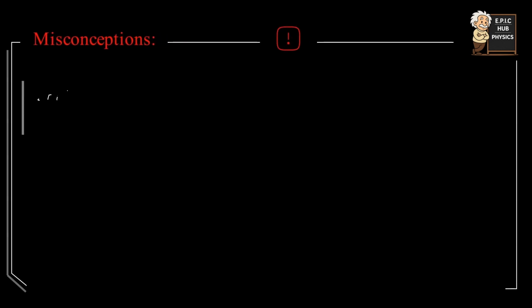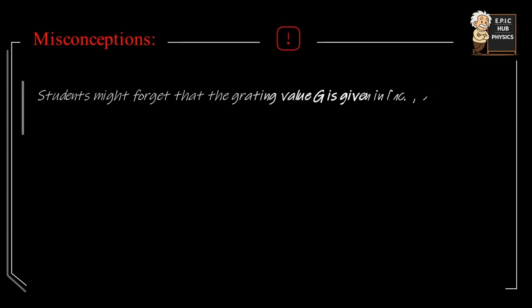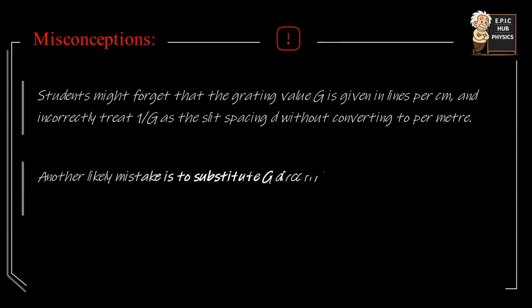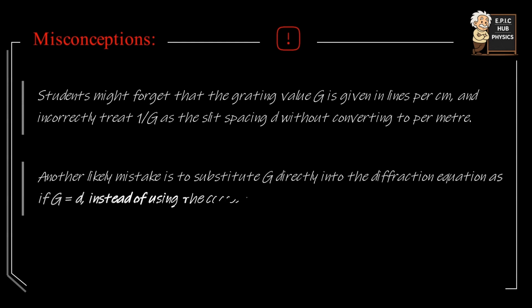Common mistakes to watch out for include forgetting to convert g from grooves per centimeter to lines per meter, or substituting g directly into the diffraction equation as if it were the slit spacing.